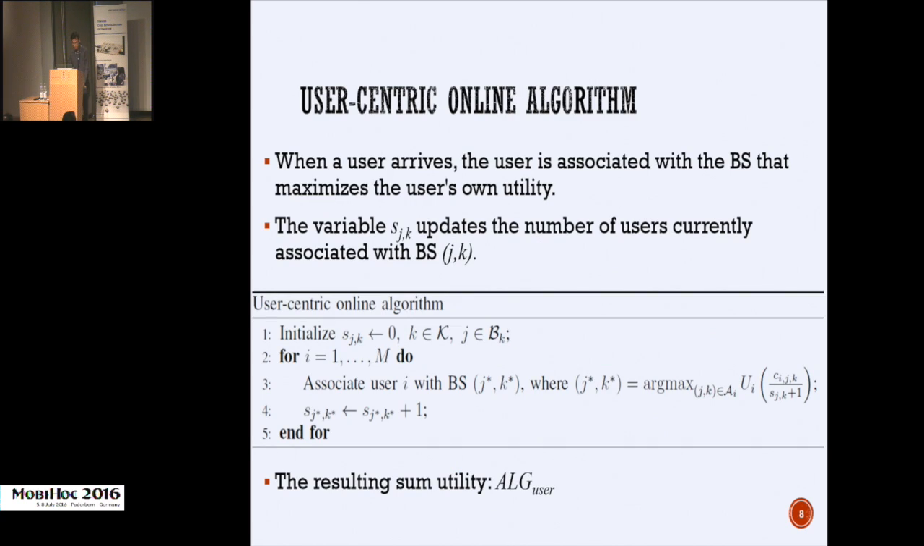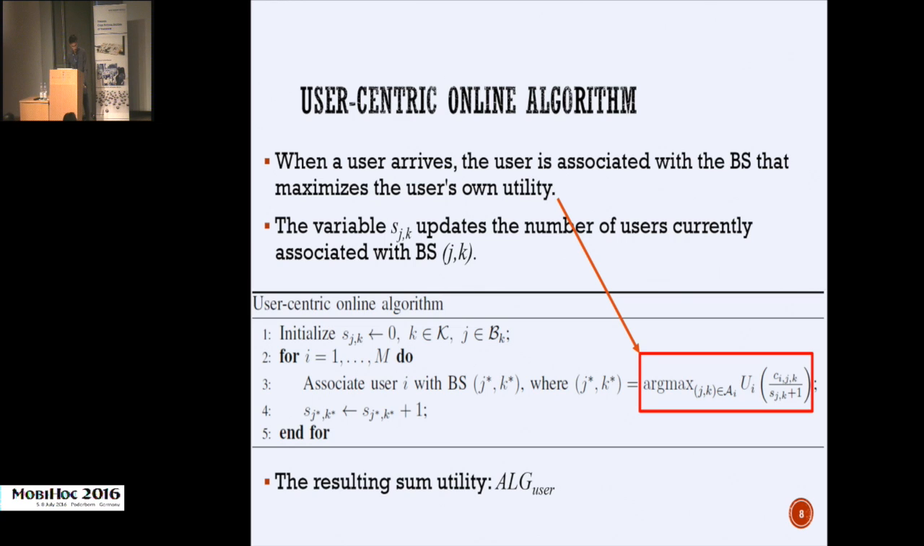So here is the first online algorithm. We call it the user-centric online algorithm. The general idea is that when a user arrives, the user is associated with the base station that maximizes the user's own utility. We can see that it chooses the base station JK belonging to its potential candidate set AI that maximizes the utility of user I, UI.